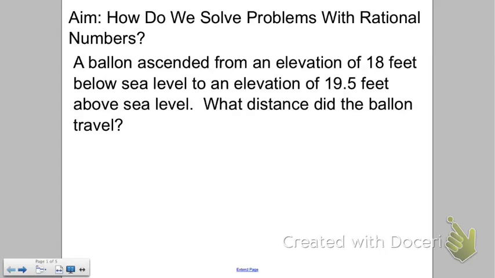How do we solve problems with rational numbers? A balloon ascended from an elevation of 18 feet below sea level to an elevation of 19.5 feet above sea level. What distance did the balloon travel? Copy down the first question.